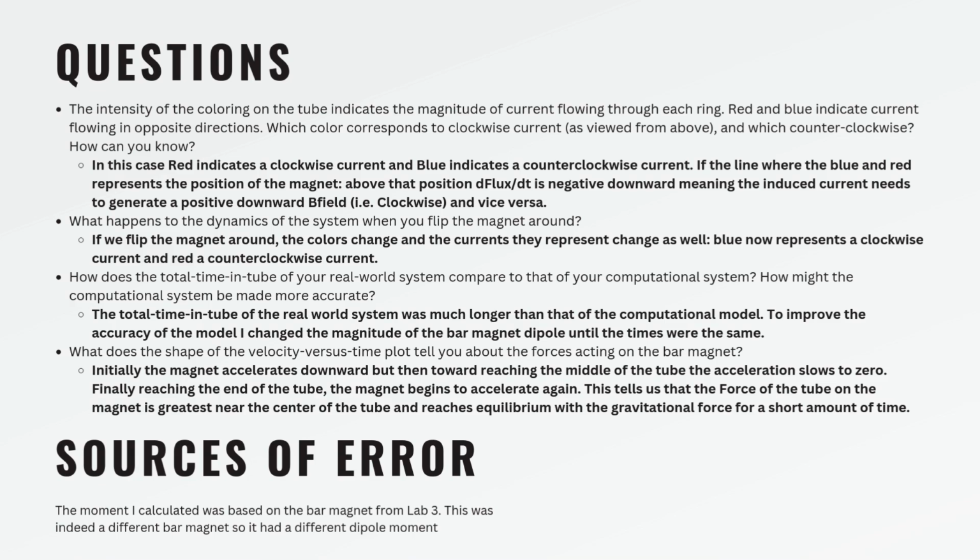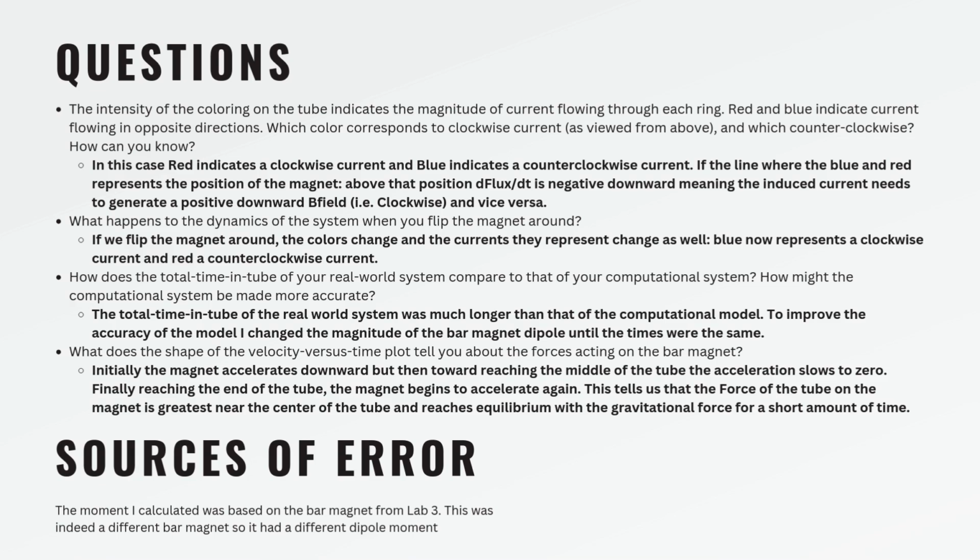We know that the red indicates a clockwise current and the blue indicates a counterclockwise current. If the line where the blue and red meet represents the position of the magnet, above that position, the time-varying magnetic flux is negative downwards, meaning the induced current needs to generate a positive downwards B field, i.e. clockwise, and vice versa. If we flip the magnet around, the colors change, and the currents they represent change as well. Blue now represents a clockwise current, and red a counterclockwise current.